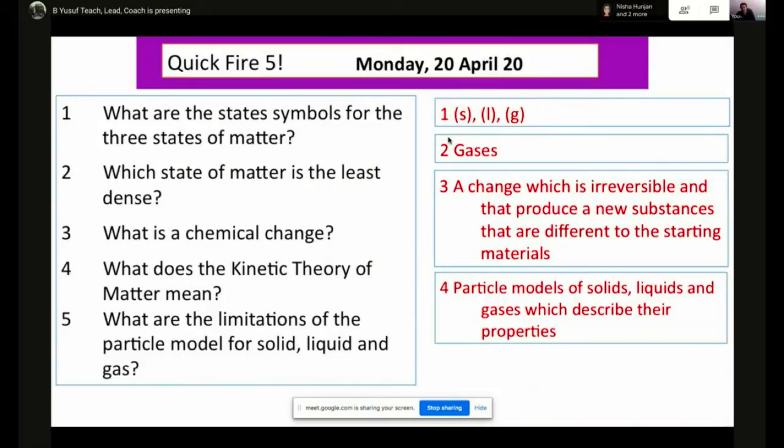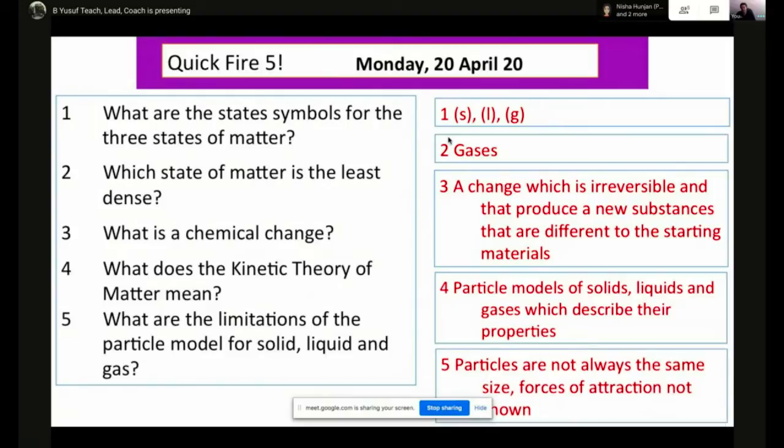The kinetic theory of matter is basically used to explain the particle models of liquids, solids, and gases, and it describes their properties. And the limitations, 2 main ones, if you did the homework from lesson 1: the particles are not always the same size. When you draw them, we draw them as the same size, but in real life, that is not the case. And the forces of attraction are not shown.